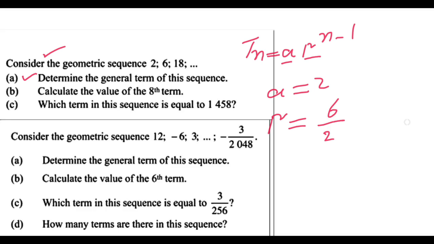In an arithmetic sequence we need to find the common difference. In a geometric sequence we need to find the common ratio. So that will be 3. The common ratio is 3. Now we substitute into the formula: A is the first term, 2, multiplied by 3 to the power n minus 1. So this is my general term.